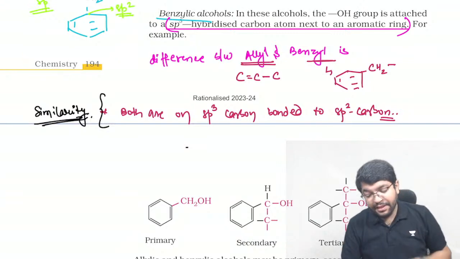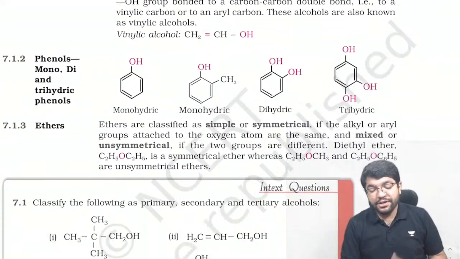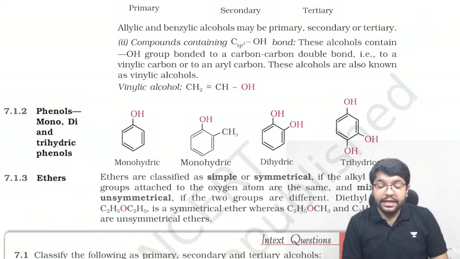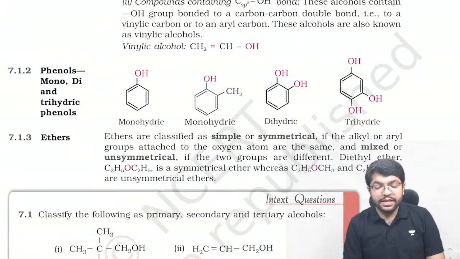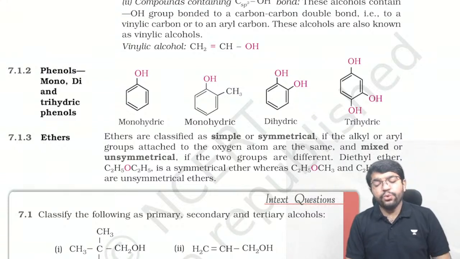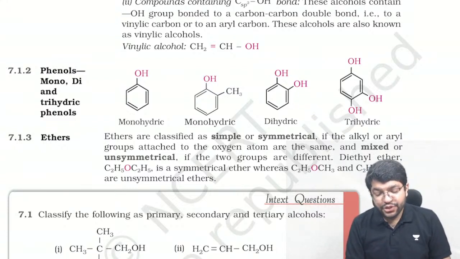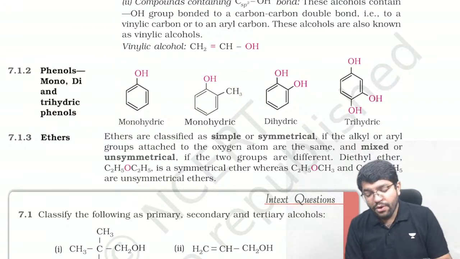Allylic and benzylic alcohols can be primary, secondary, or tertiary, hardly matters. Containing sp2 carbon, that means phenol is what we talk about. A single OH is mono, 2 OH is di, and 3 OH is tri. Ethers, which are asymmetrical ethers, we'll talk about, RO R dash.